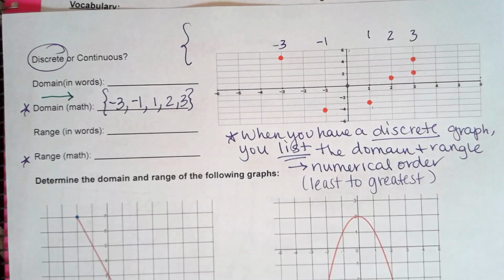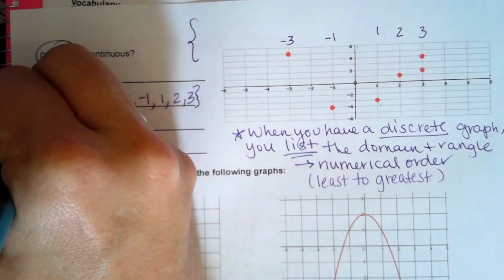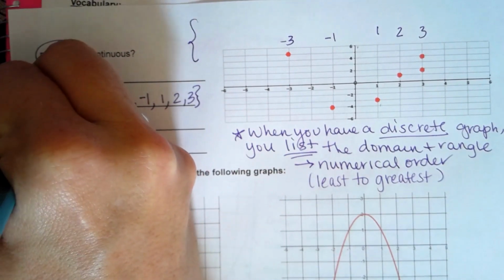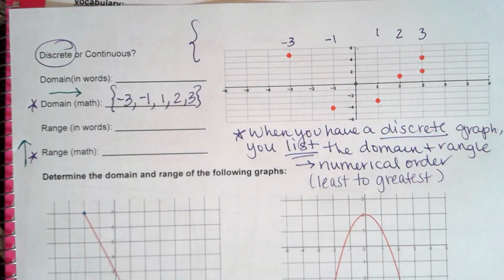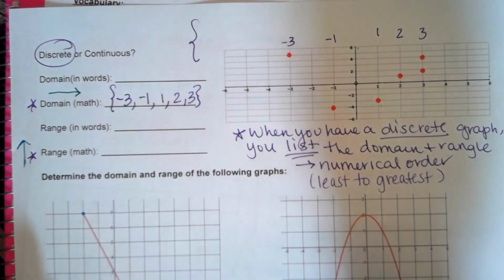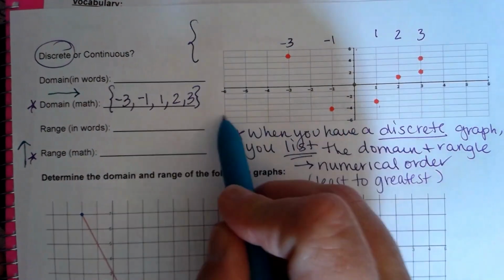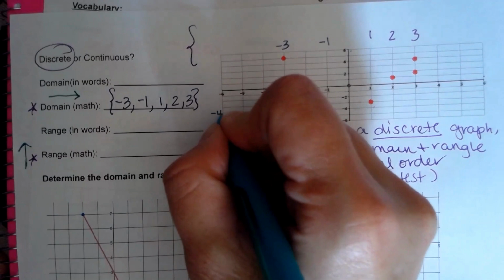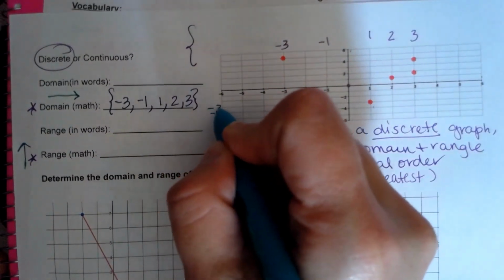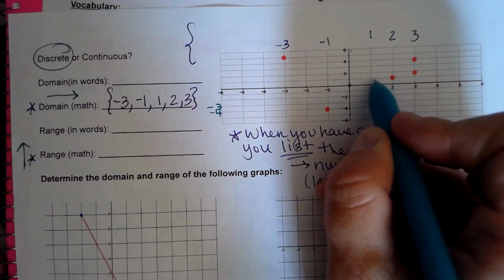Okay? When we do it for the range, you want to go bottom to top. Okay, so same thing. I'm going to look at these. So this is at -4. This is at -3.